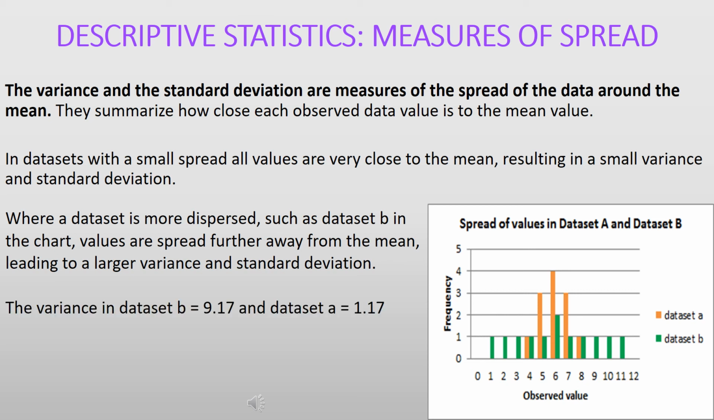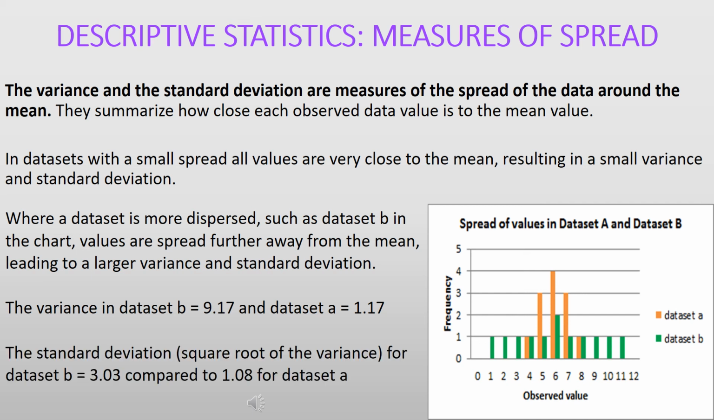The variance in dataset B equals 9.17 and dataset A equals 1.17. The standard deviation, which is the square root of the variance for dataset B, equals 3.03 compared to the 1.08 for dataset A.